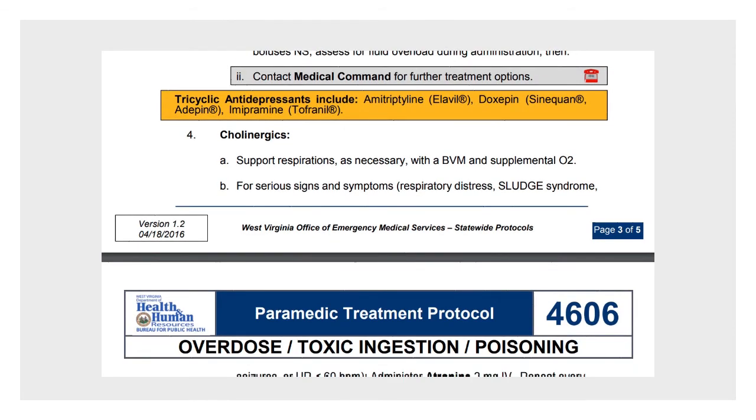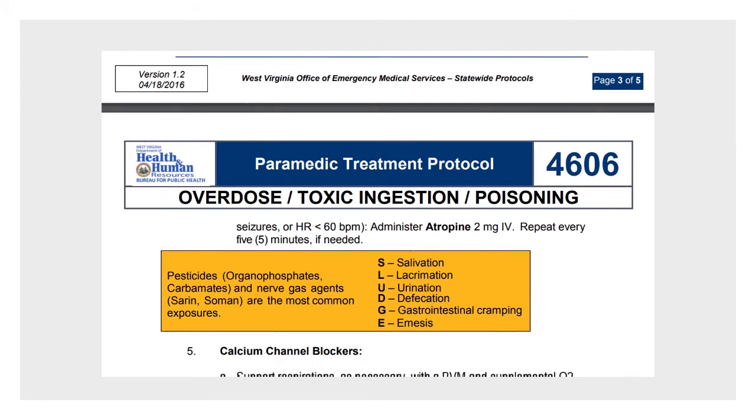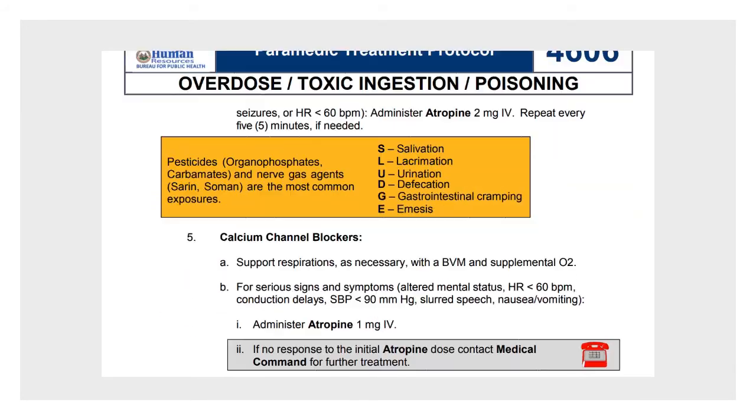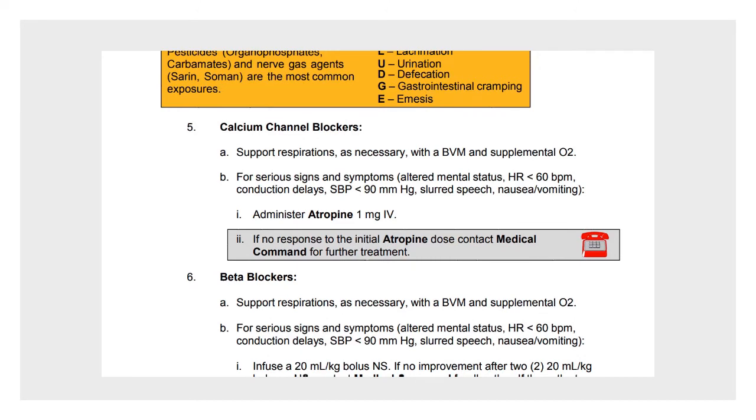With cholinergics like organophosphates, we're looking for that SLUDGE acronym. They're going to be bradycardic, and you're looking for salivation, lacrimation, they're crying, urination, they pee themselves, defecation, they poop themselves, GI issues, they've got an upset stomach, and emesis, vomiting. Give 2 milligrams of atropine IV and repeat every 5 minutes as needed to restore a normal heart rate. You're going to mostly see those organophosphates around farmland, USA.